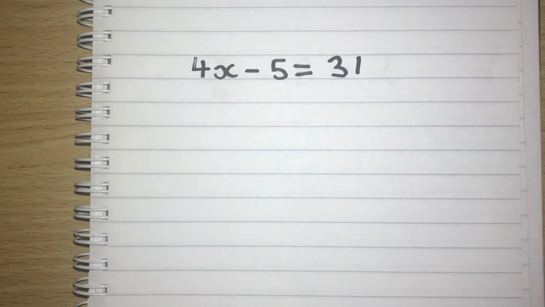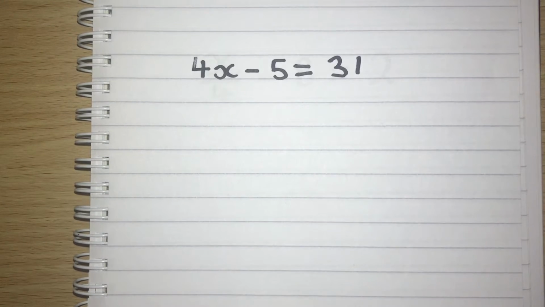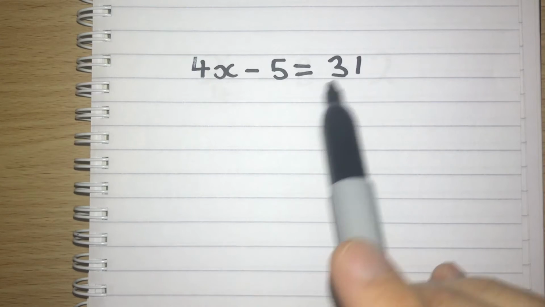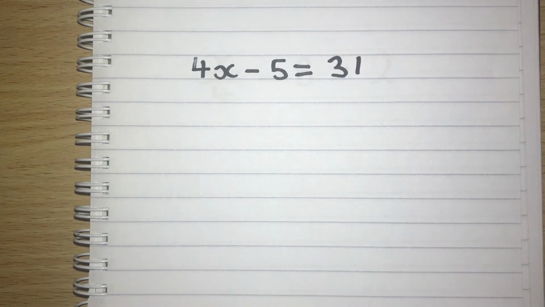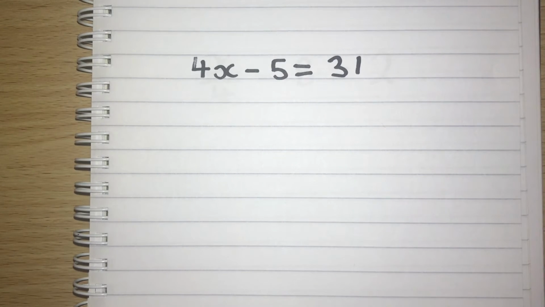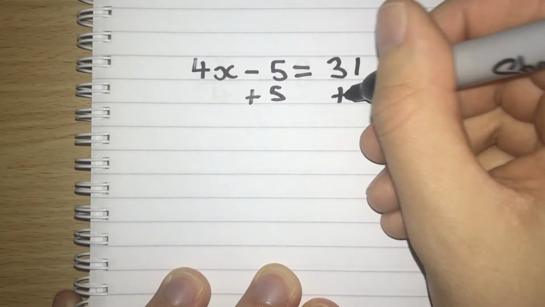Now the next equation we're going to look at is 4x minus 5 equals 31. So again, what this means is whatever x is, we have to multiply it by 4, take away 5, that would give us 31. Now this time, instead of having an add at the end, we've got a minus. So to do the opposite of a minus, we've got to do an add. So we add 5 on to both sides.